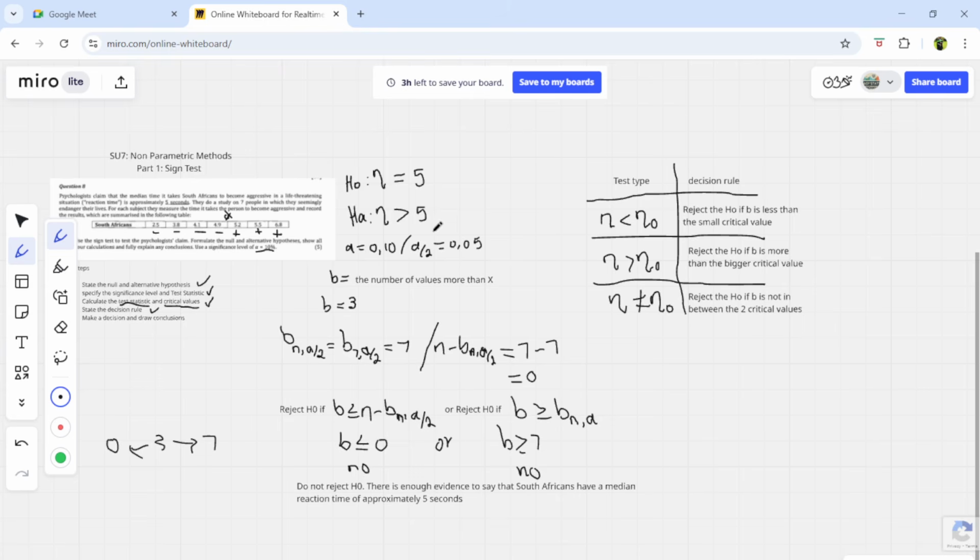So for this type of test, whether it was less, greater, or not equal to, the approach is the same for everything, and you are just going to change the part of your conclusion. But making the decision of rejecting the hypothesis stays the same for everything else.